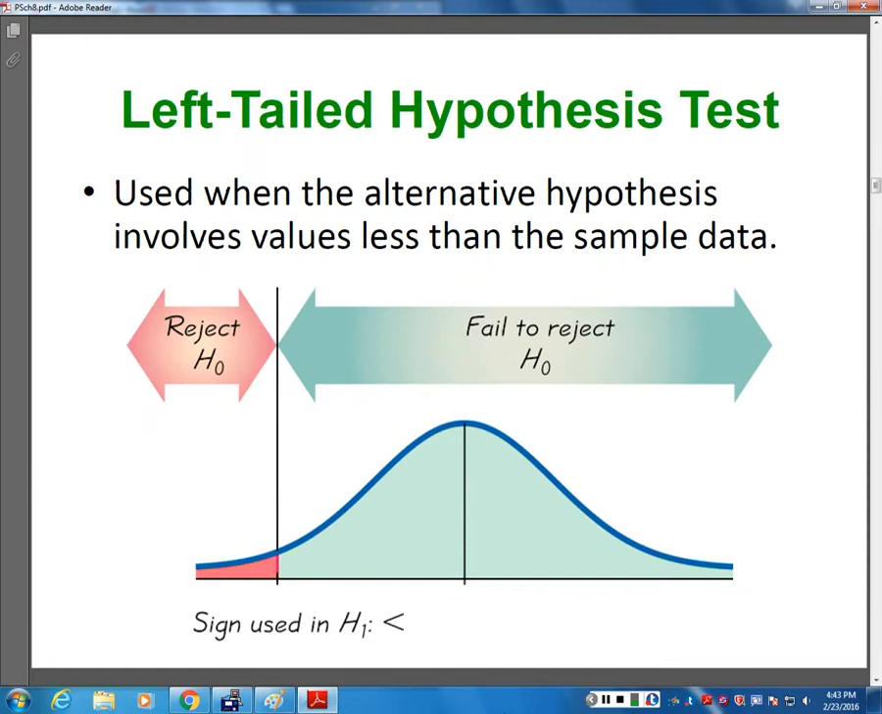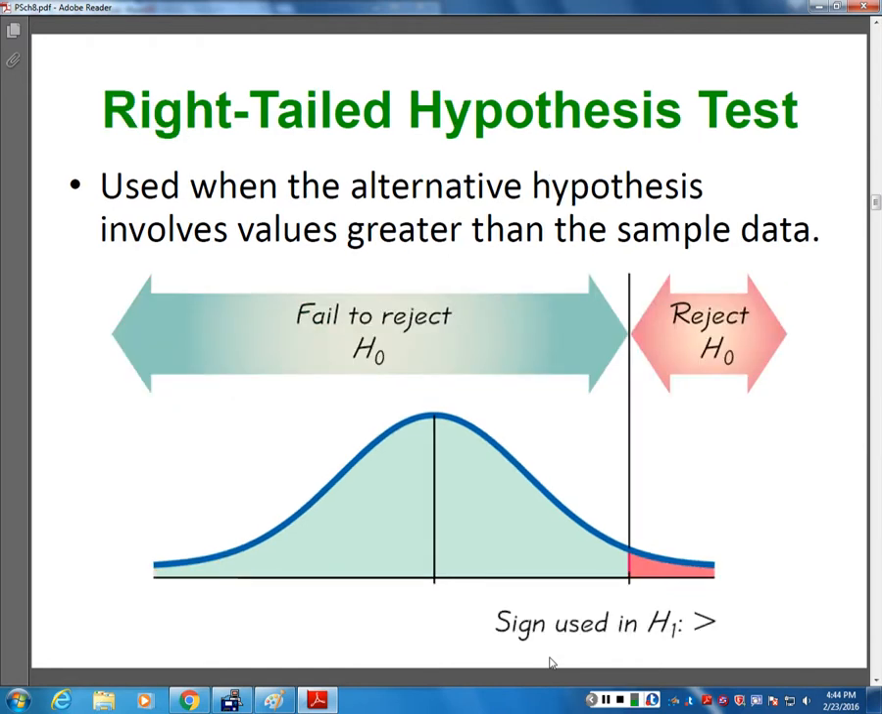In a left-tailed hypothesis test, the alternative hypothesis involves values less than the sample data. So the sign used in H sub 1 would be a less than. In that test, if our probability of the sample data falls within the tail, then we reject the null hypothesis because it is sufficiently rare. If that probability does not fall in the left tail, then we fail to reject the null hypothesis because it's not rare enough for us to make that statement.